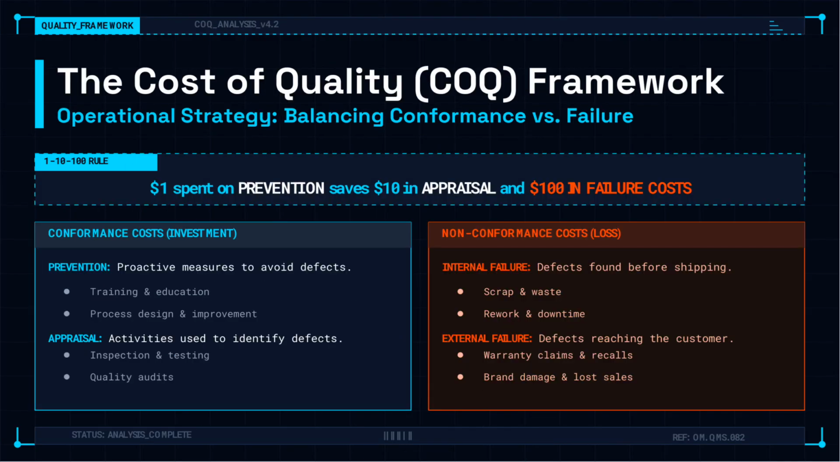The cost of quality framework shows that poor quality is often much more expensive than prevention. The slide contrasts conformance costs like training and inspection with non-conformance costs such as scrap, rework, recalls, and lost customers. The 1 to 10 to 100 rule makes the point clearly. A small investment in prevention can avoid much larger failure costs later in the process.